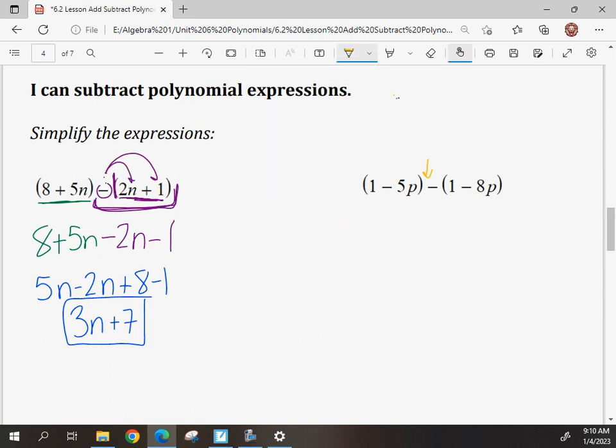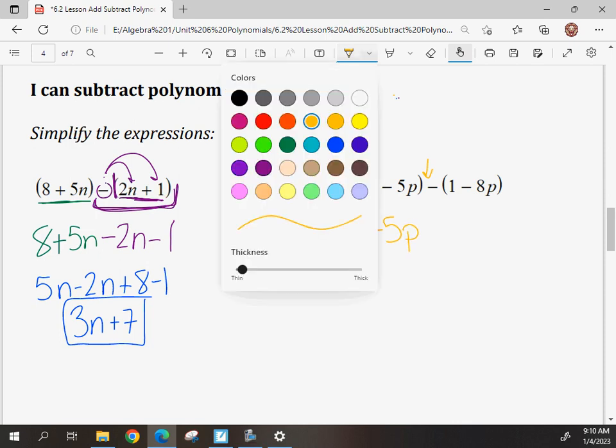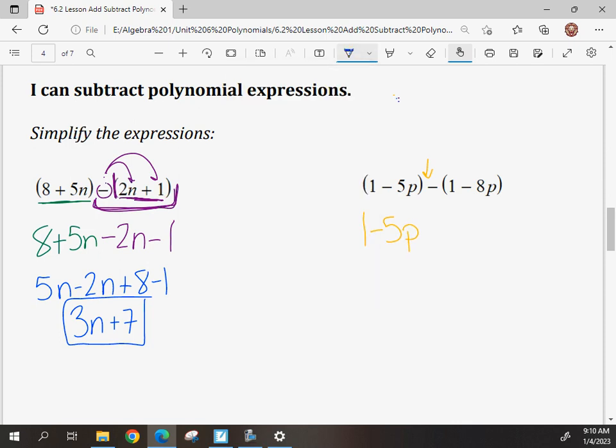Again, when I have this subtraction here, I can't just get rid of the parentheses. In order to do that, I need to do something. This first parentheses can go. That minus in front of that second set of parentheses tells me to change the sign of everything inside of here. So this positive 1 becomes negative 1. That negative 8p becomes positive 8p.